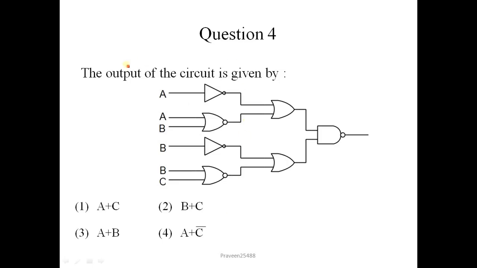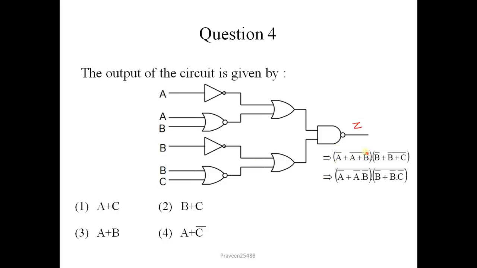Next question is the output of the circuit is given by. The logic circuit is given here. This is the NOT gate. Output of this is A bar, and this is NOR gate. Output of this A plus B whole bar. Output of OR gate is the plus of both input, and here it is the NAND gate, which is the final expression Z is equal to A bar plus A plus B whole bar into B bar plus B plus C whole bar whole bar.